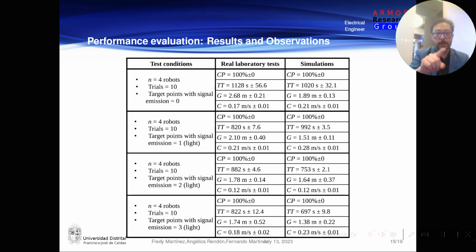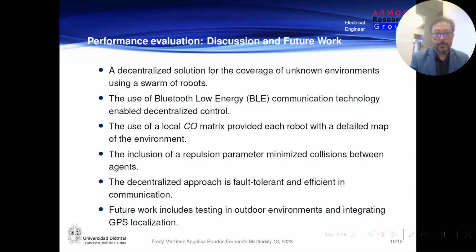Every experiment was run several times. The difference is that in the first experiment we don't have any target, just coverage of the environment. In the second we have one target, in the third we have two targets, and in the last one we have three different targets, all the same. The algorithm uses decentralized communication and decentralized control, and just uses local communication and local sensing. The communication is through Bluetooth, and every robot has its own coverage matrix.